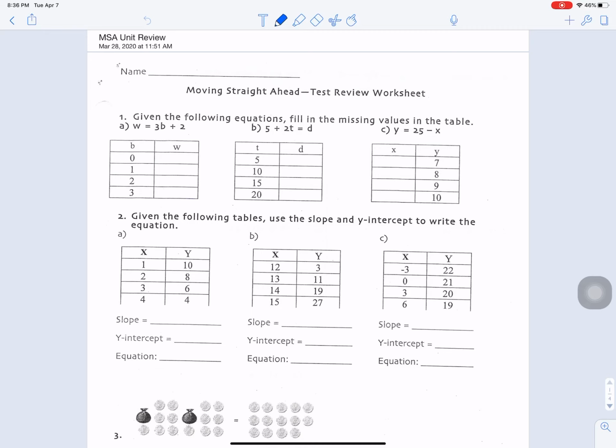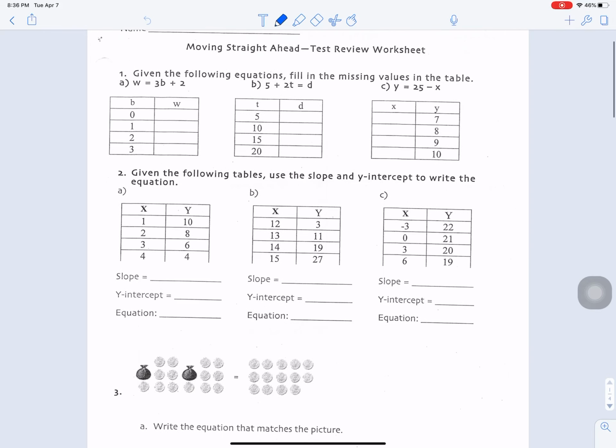Anyhow, question number 1 is pretty straightforward. It's just solving for the missing variable. So just plugging in whatever value, for example, t being 5, what would d be? And that would be 15 in this case.